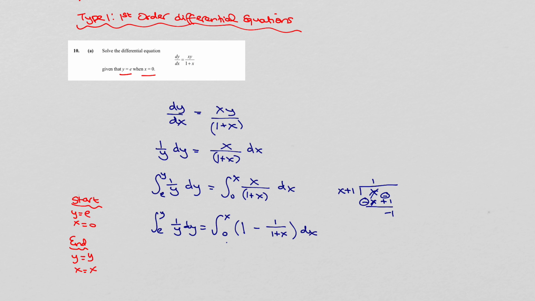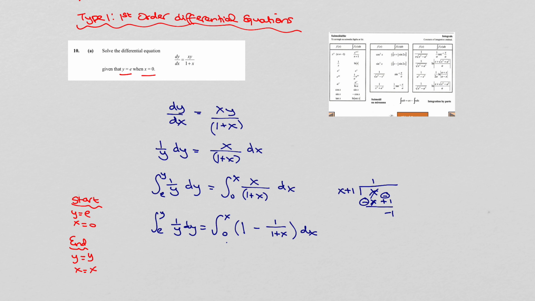So if I integrate 1 over y dy, well, we can see on page 26 that's going to be a log function. So therefore that's going to be natural log of y within the limits of y and e. If I integrate 1 with respect to x, I get x. And again, I have 1 over a linear function, so that's also a log function. So it's minus natural log of 1 plus x divided by the derivative of 1 plus x, which is just 1. And then my limits are x and 0.